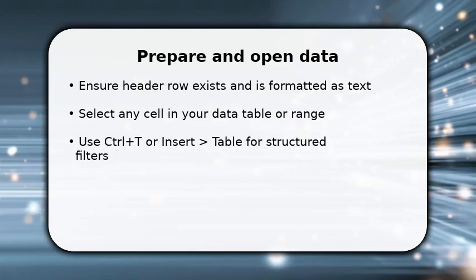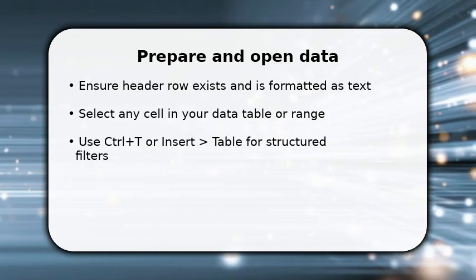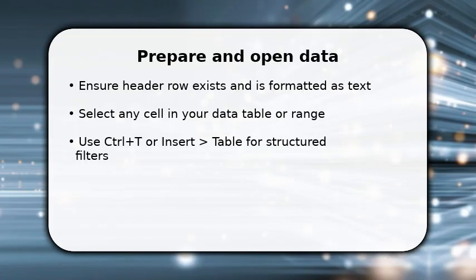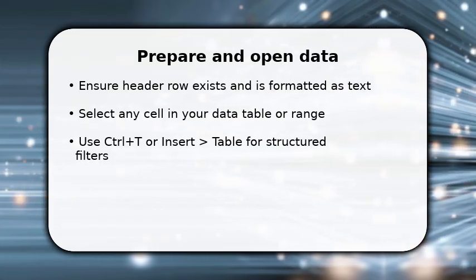Enjoy the video. You start by confirming headers and selecting your data range. This lets Excel recognize columns for filtering. Once selected, press Ctrl+T or choose Insert Table to convert the range. This creates filter drop-downs automatically.